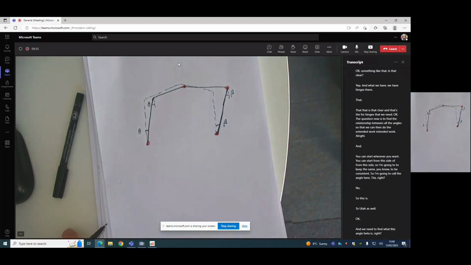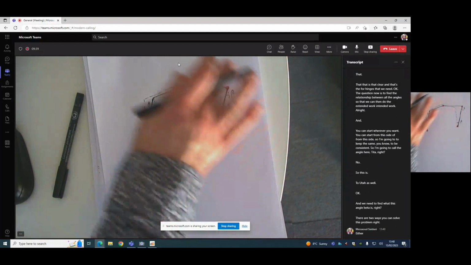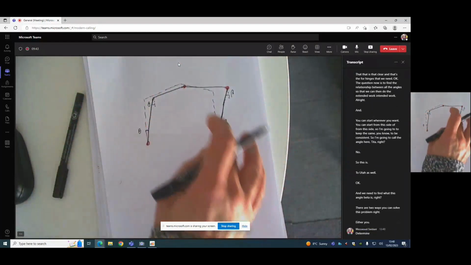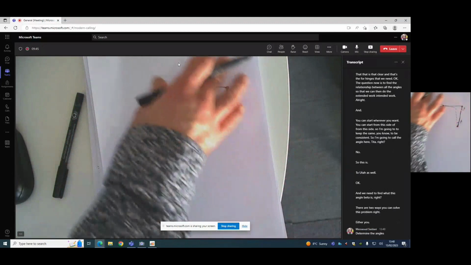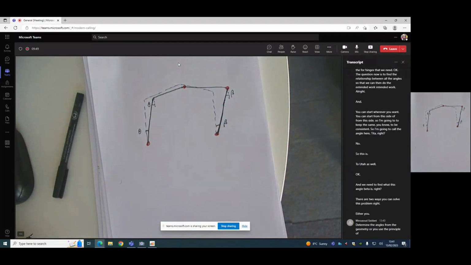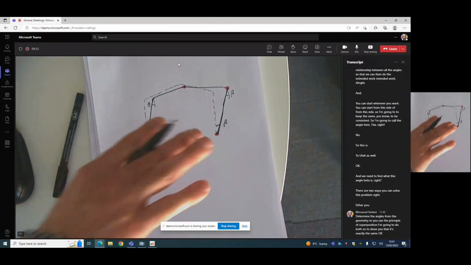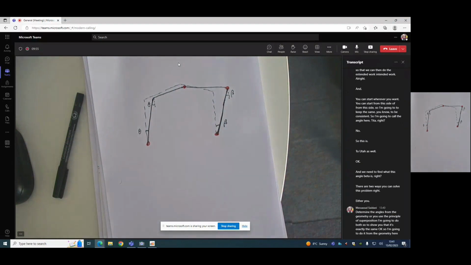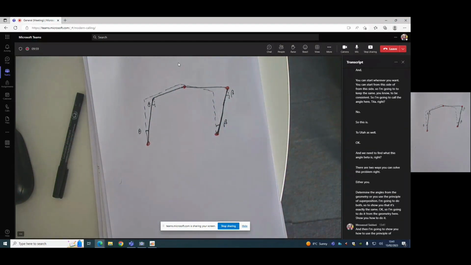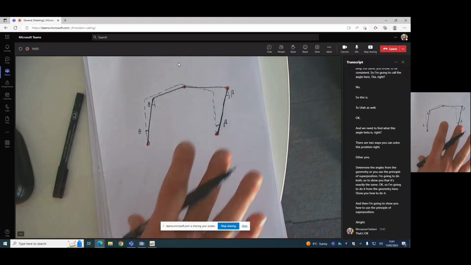There are 2 ways you can solve this problem. Either you determine the angles from the geometry, or you use the principle of superposition. I'm going to do both, to show you that it's exactly the same. I'm going to do it from the geometry here, show you how to do it, and then show you how to use the principle of superposition. Is that okay?